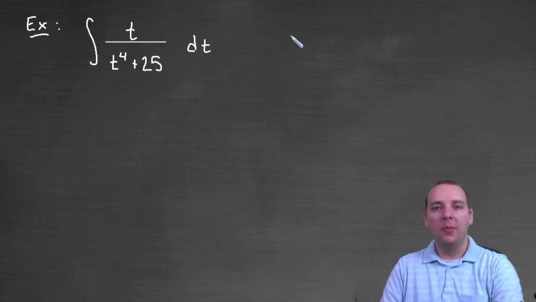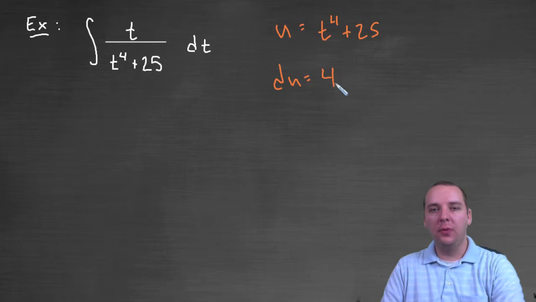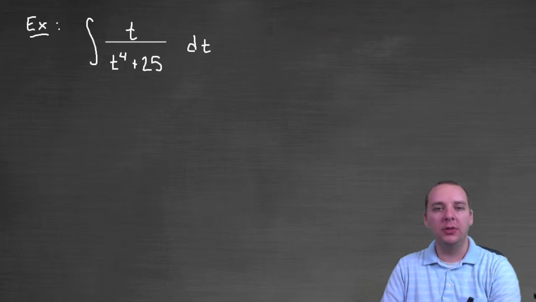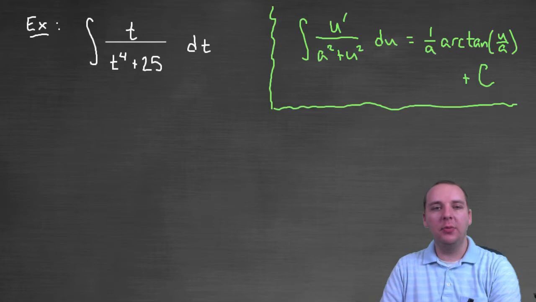which would be the log rule. But we quickly see if you let u equal t to the fourth plus 25, the du would be 4t cubed. And we don't have a t cubed, we have a t. And so while that was a good idea to try, it's not actually going to work. It wouldn't actually lead to too much of anywhere.